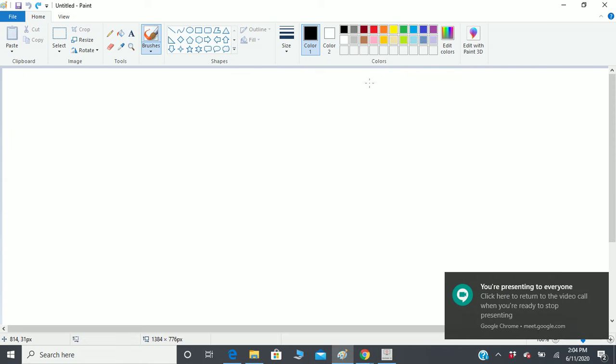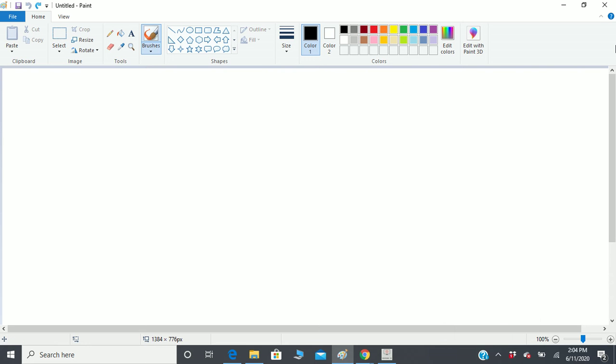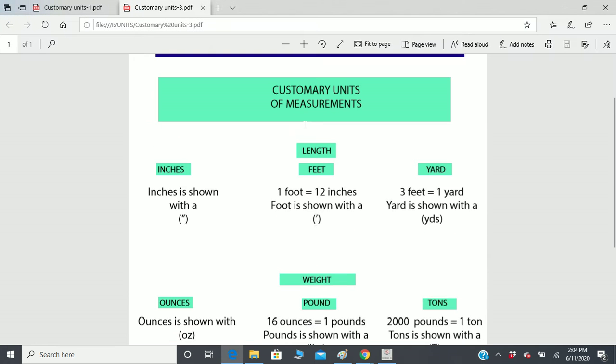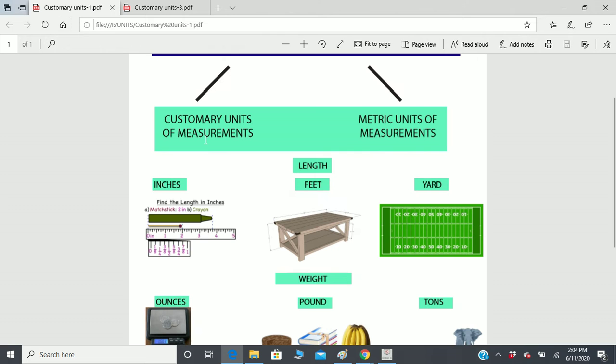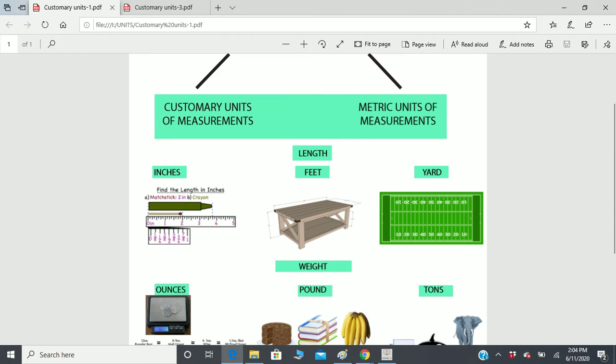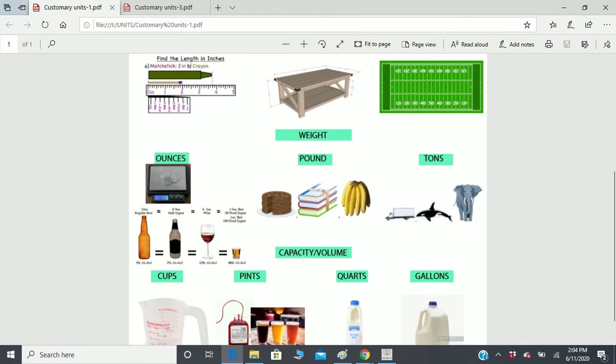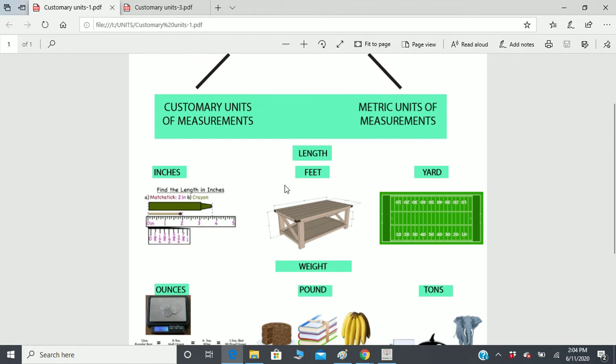Okay, guys. So, in the last 2 months, we have done a lot of work. The first thing that we did was units, right? We did customary units like this, where we said customary units has length, width, and volume. And last week we did inches, feet, and yard, which is part of what? Length, right?